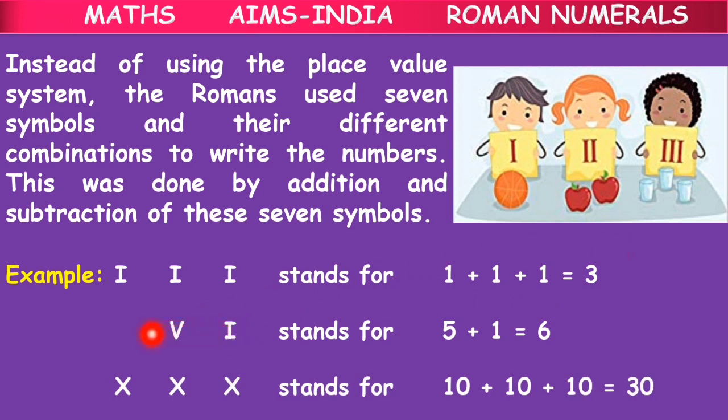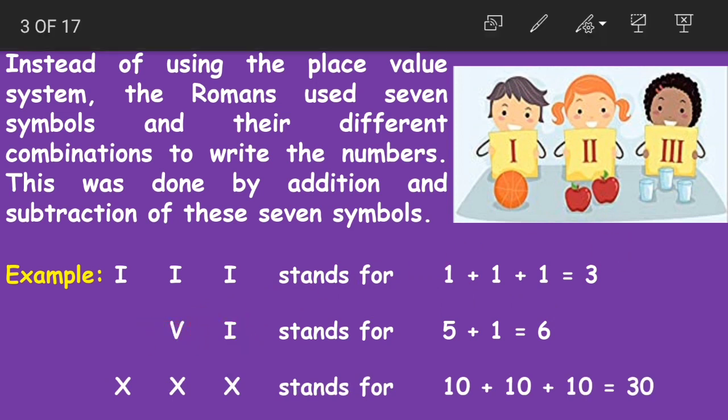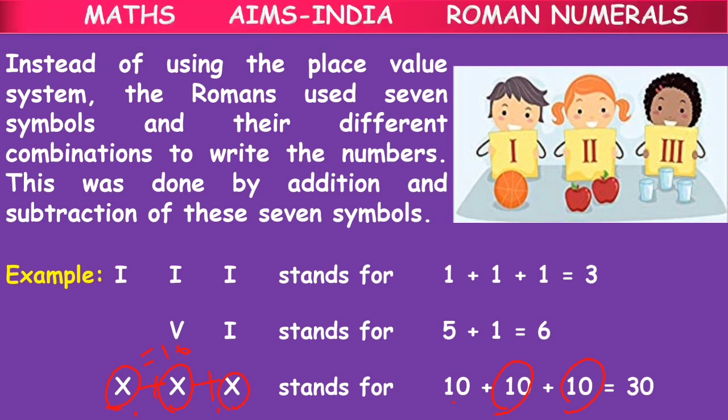Next, we have X. Now what does X mean? X is equal to 10. So we have 10 plus again X is equal to 10 plus again X is equal to 10. 10 plus 10 plus 10 gives us 30. Understood, children? What did we do? Here we used a few Roman numerals, and we wrote the numbers by adding their values.